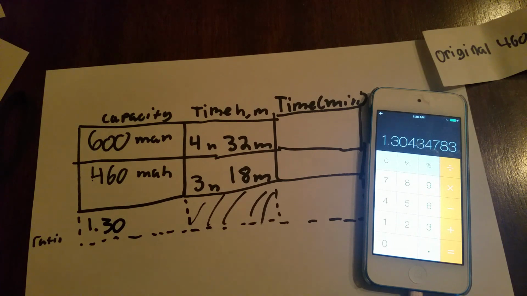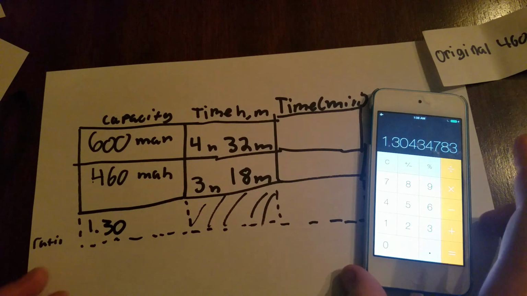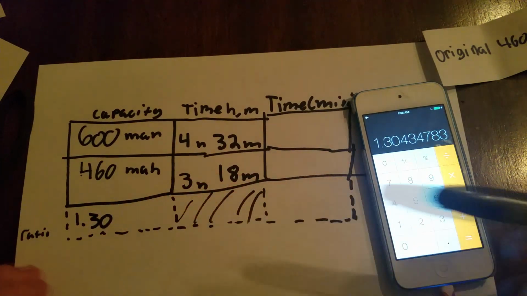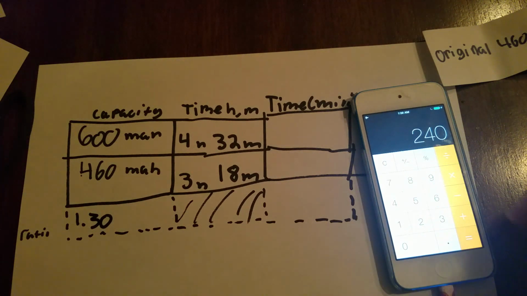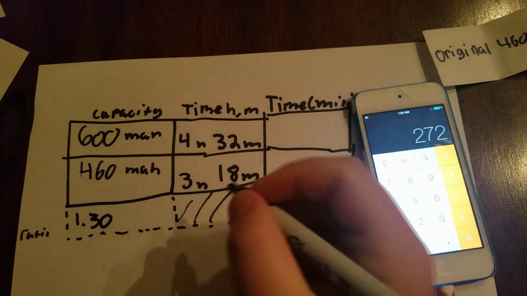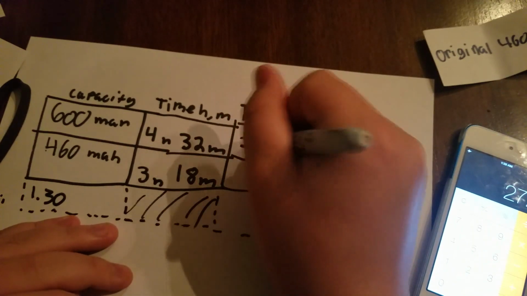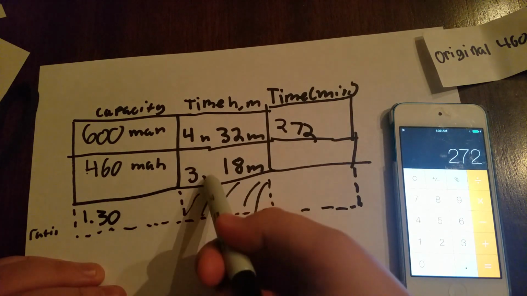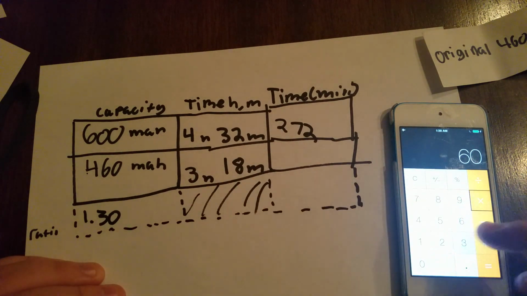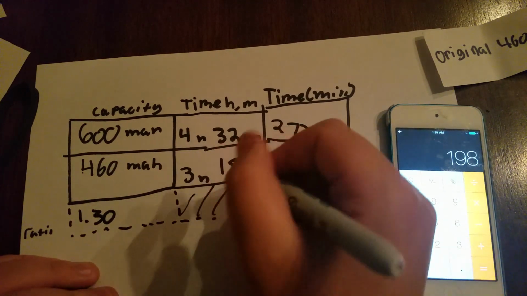Now, for the time, it's hard to divide with the hours and the minutes, so we're going to have to convert those to just pure minutes to get an easier way to get the ratio. So 60 times 4 for the 4 hours, plus the 32 minutes, so that's 272 minutes for the 600 milliamp hour battery. Alright, now the 3 hours and 18 minutes, so 60 times 3 plus 18. We get 198 minutes.